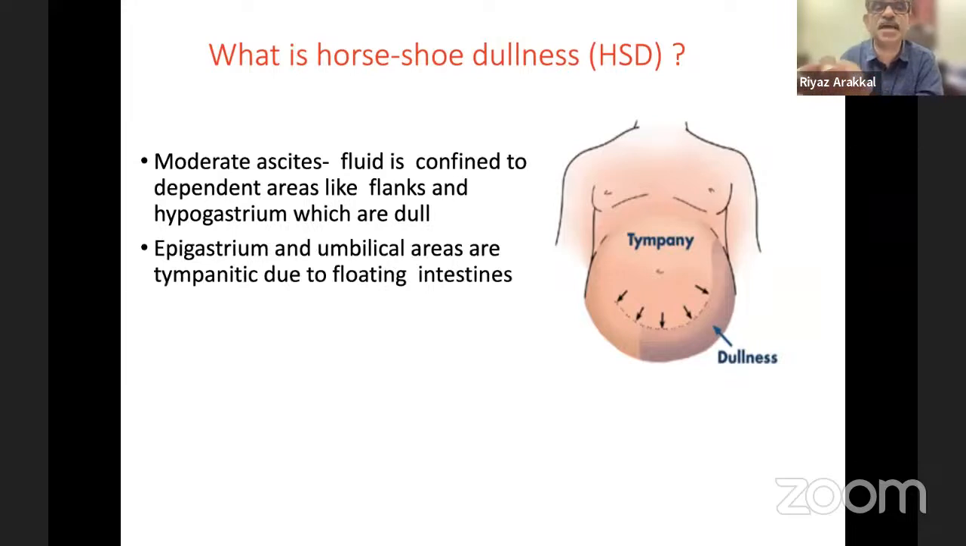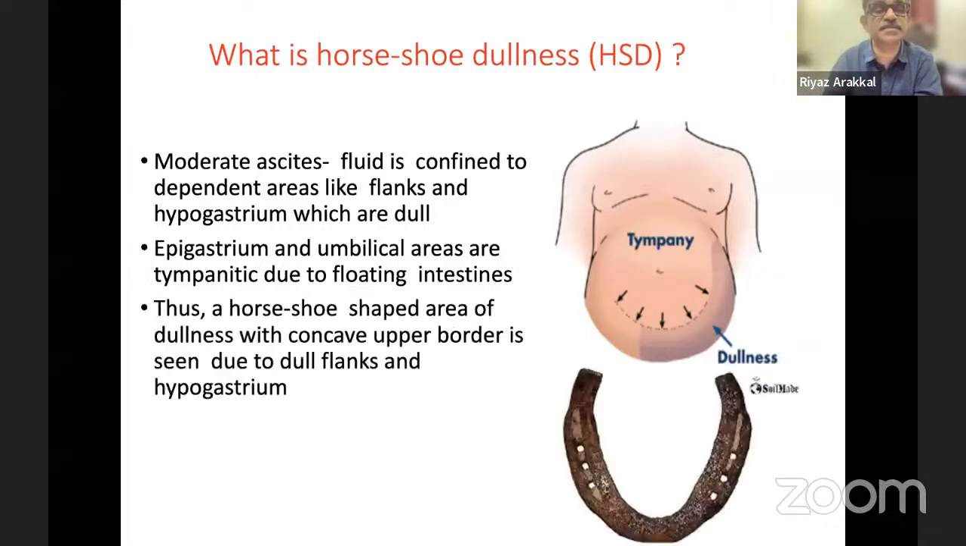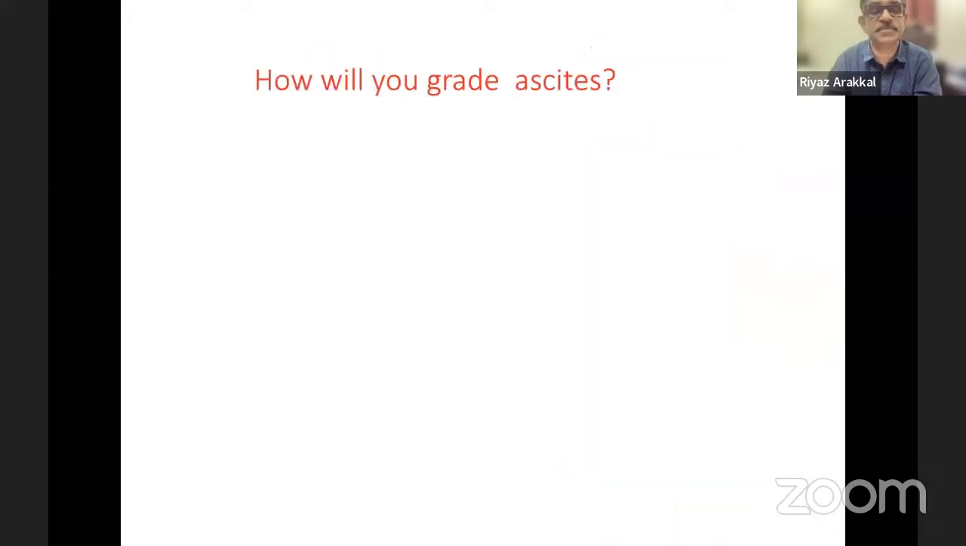What will happen to the epigastrium and umbilical area? These will be tympanitic. Why? Because of floating bowels. Bowels which contain gas will be floating in the epigastric area and the periumbilical area. So these areas will be tympanitic on percussion. Thus, you get a horseshoe-shaped area of dullness with a concave upper border due to dull flanks and dull hypogastrium. This type of dullness is called horseshoe dullness, which is usually seen in moderate ascites.